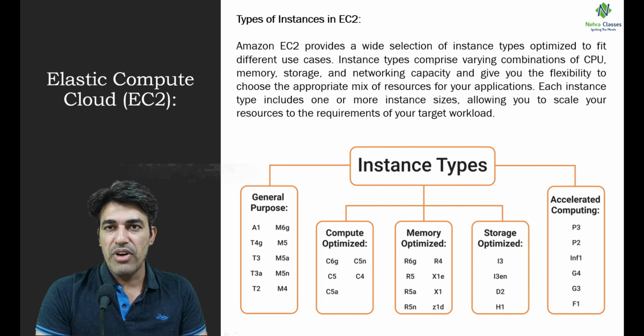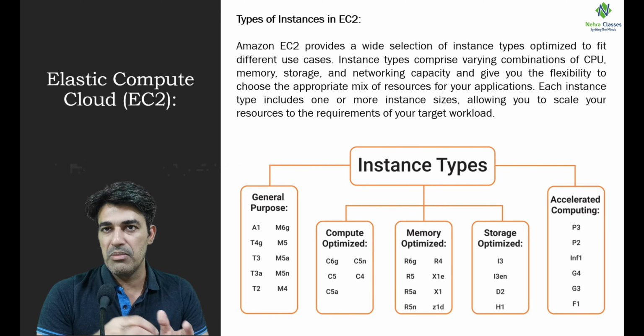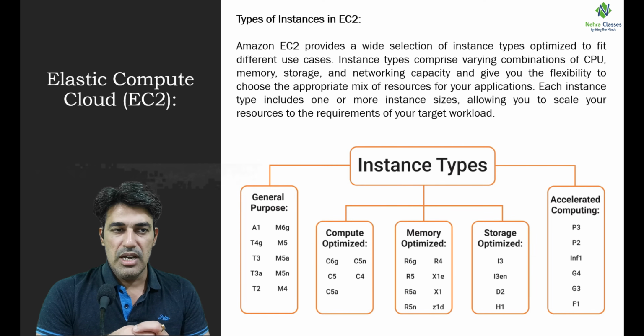And there are 5 major categories of instances that we use in AWS. There we can have general purpose instances, compute optimized instances, memory optimized instances, storage optimized instances, and accelerated computing optimized instances. As you can see, in general purpose we have A1, T4G, T3, T3A, T2. So these are the general purpose instances.